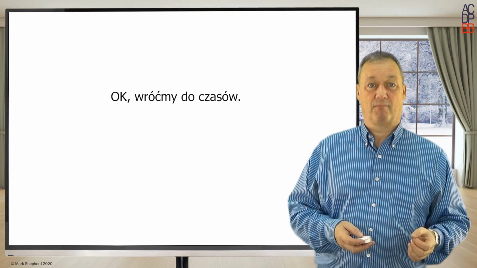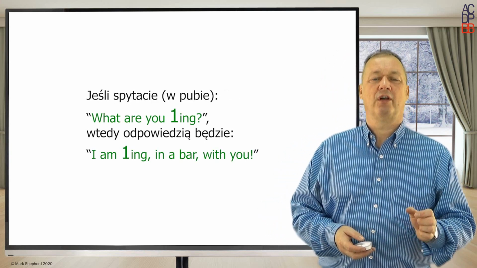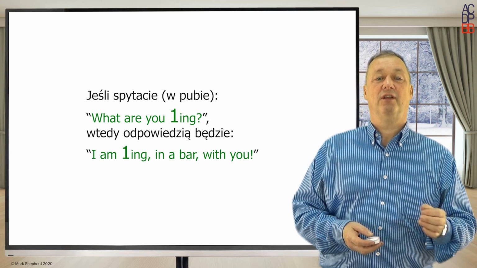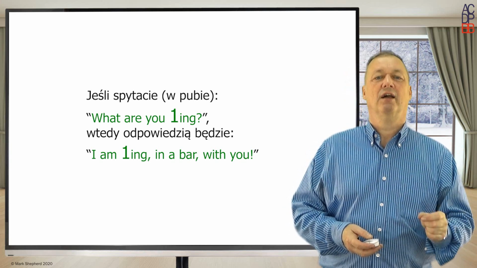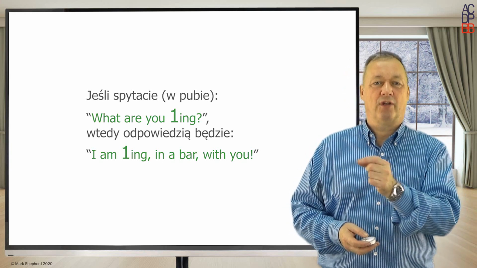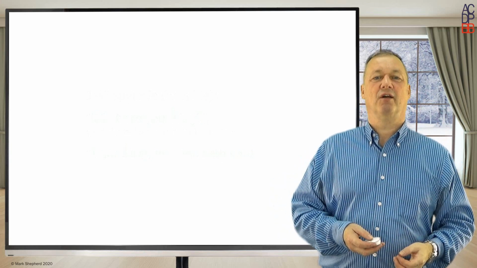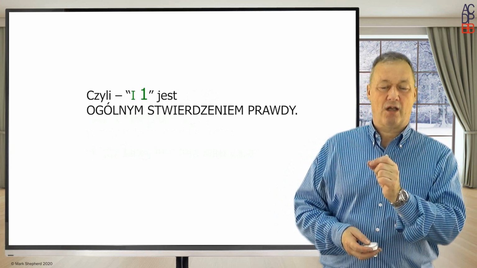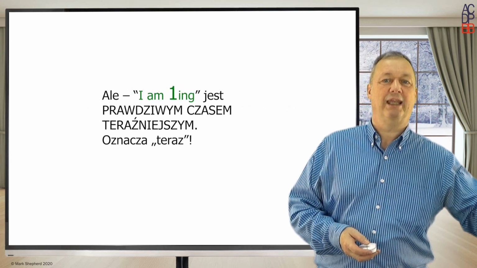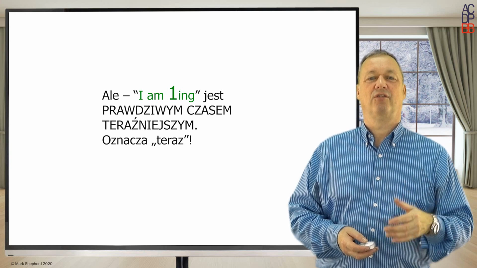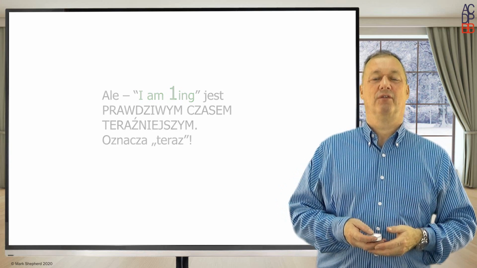Okay, so, back to tenses. If I ask you, in a bar, what are you, column 1, ing? Then the answer is, I am, column 1, ing, in a bar with you. What are you doing? I am drinking in a bar with you. What are you doing? I am reading from an autocue. I am standing in a studio. So, I, column 1, is a general statement of truth, but I am, column 1, ing, is the real present tense in English. It means now, at this moment.